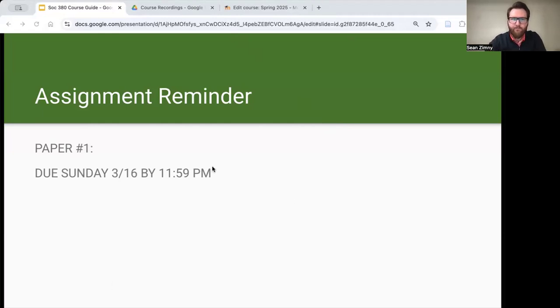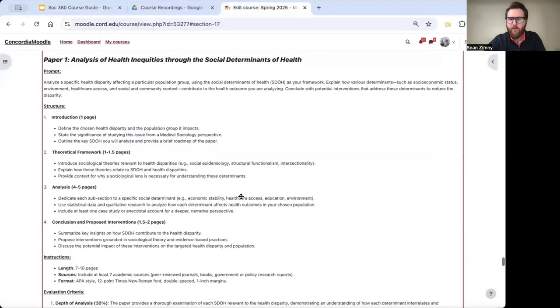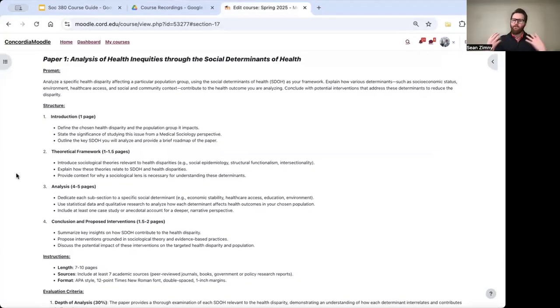Let me just quickly pull up that assignment description on the Moodle page, the same description in the syllabus as well. If you scroll to the bottom of the Moodle page, as always, our assignments are listed there. So this first paper that you're writing, you're going to analyze a specific health disparity affecting a particular population group using the social determinants of health as your framework. You're going to explain how various determinants such as socioeconomic status, environment, healthcare access, and social and community context contribute to the health outcome you are analyzing, and then conclude with potential interventions that address these determinants to reduce the disparity.